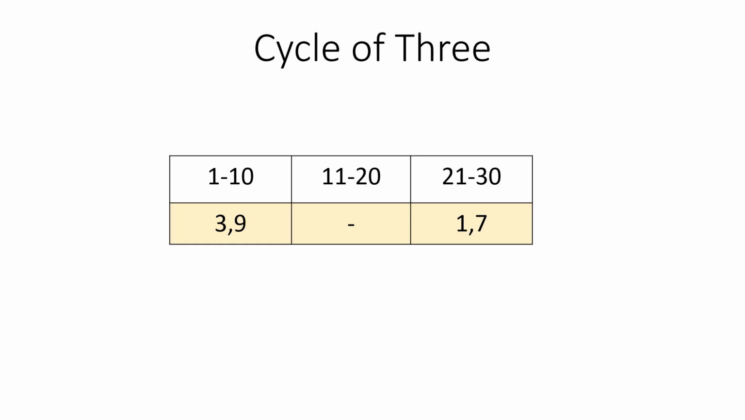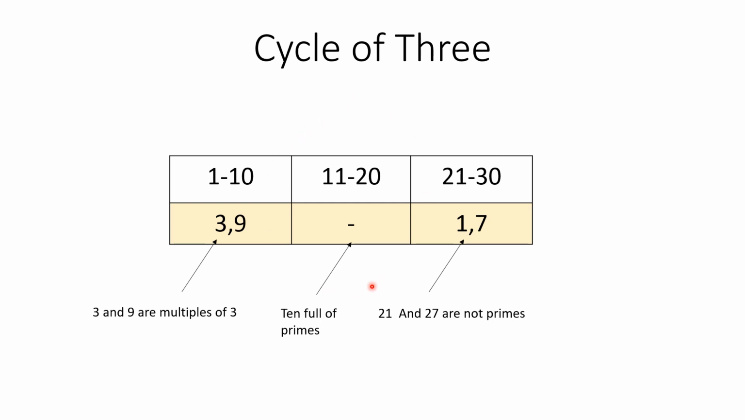Like in the ten from 1 to 10, it has to be the 1 or the 7. In the 11 to 20, it has to be 11, 13, 17, 19. And in the 21 to 30, it has to be the 23 or the 29. Any of those could be a prime, but not necessarily. The ten in the middle is what I call a ten full of primes, or a prime 10.